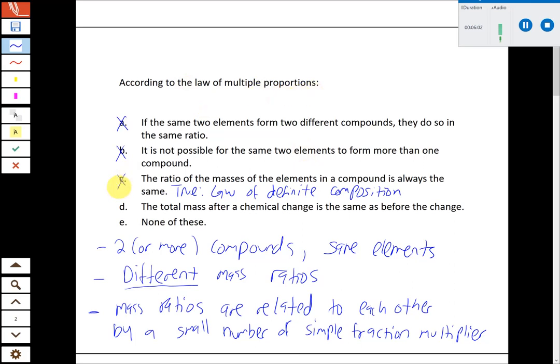And then D, the total mass after a chemical change is the same as before the change. This is also true, but this is part of the law of conservation of mass. So choices C and D are correct statements of mass laws, but they just don't apply to the specific one that we're talking about here, which is multiple proportions. Okay? So those three are all out, and that means E, none of the above. Now there is a bit of a psychological barrier to choosing none of the above as the answer that I'm aware of. You have to trust yourself to know these principles, know these concepts in and out, and indeed in this question, none of these was the correct response.